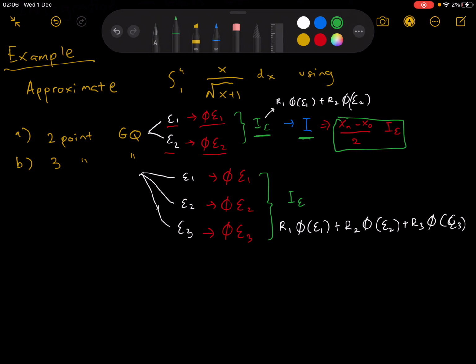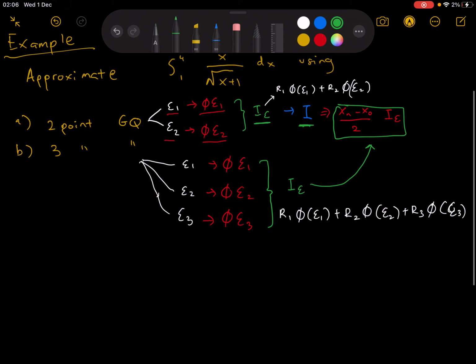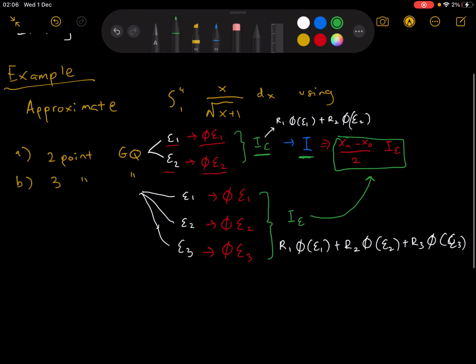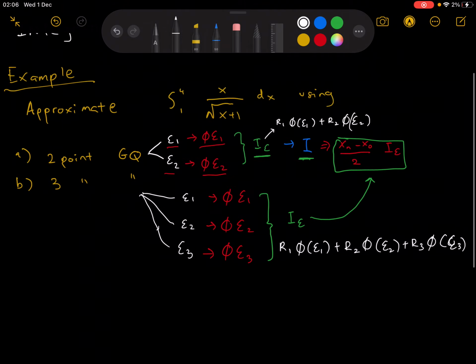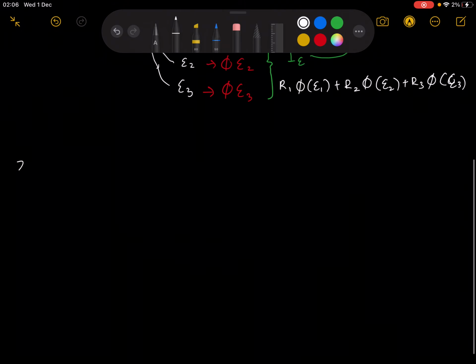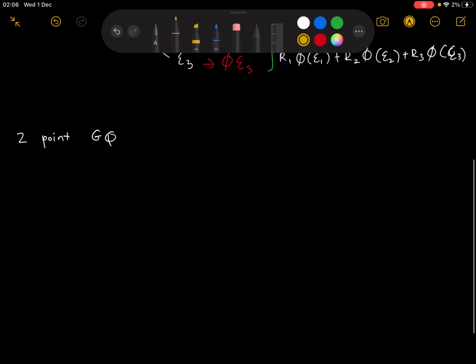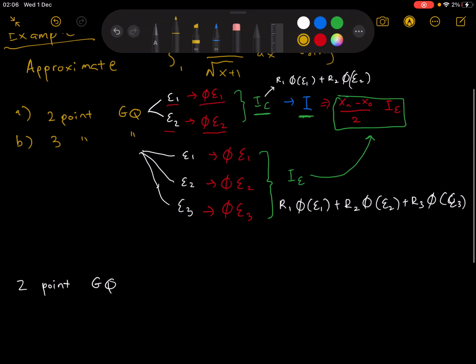So from the I zeta, straight away input this in this equation and we can find the integration of the function. So basically that is the process. So let's do this example. So for 2 point Gauss quadrature, first, we write the information that we have.